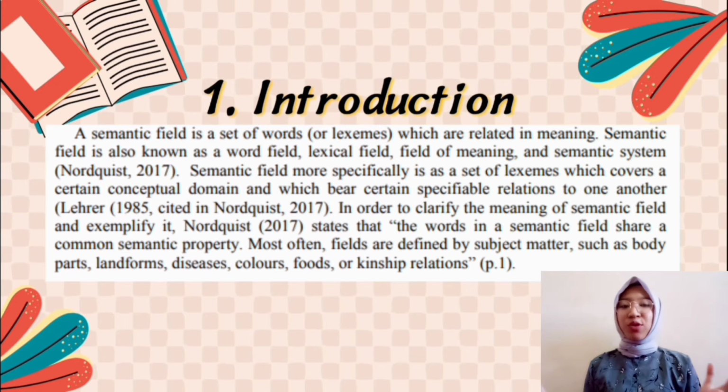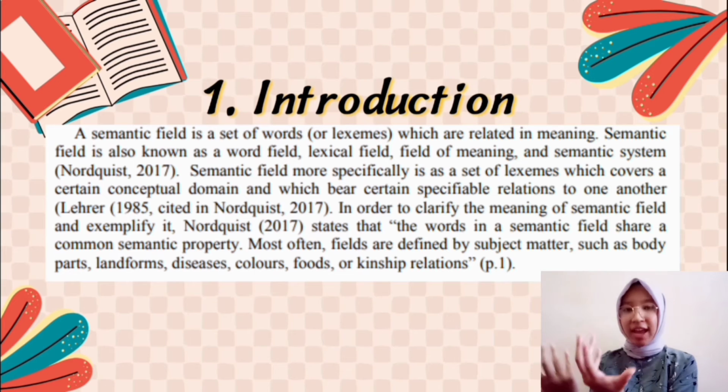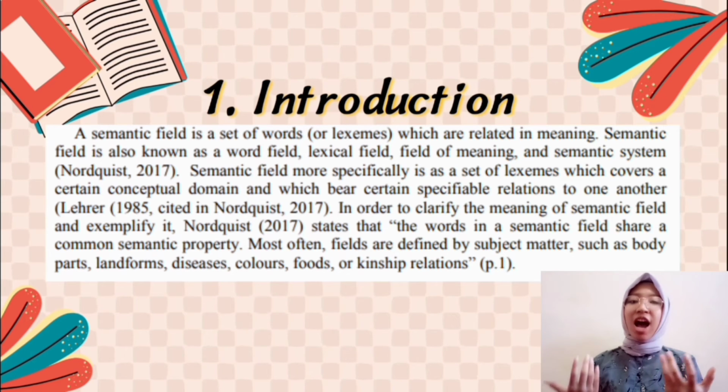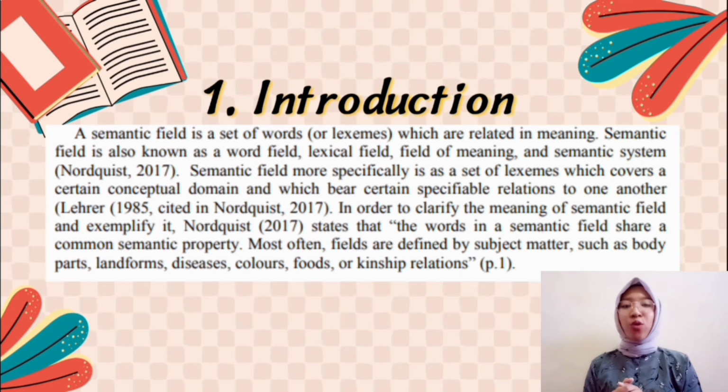And then a semantic field is a set of words or lexemes which are related in meaning. Semantic field is also known as a word field, lexical field, field of meaning, and semantic system, based on Northrup 2017. Semantic field, more specifically, is a set of lexemes which covers a certain conceptual domain and which bear certain specifiable relation to one another. From Lehrer 1985 cited in Northrup 2017.